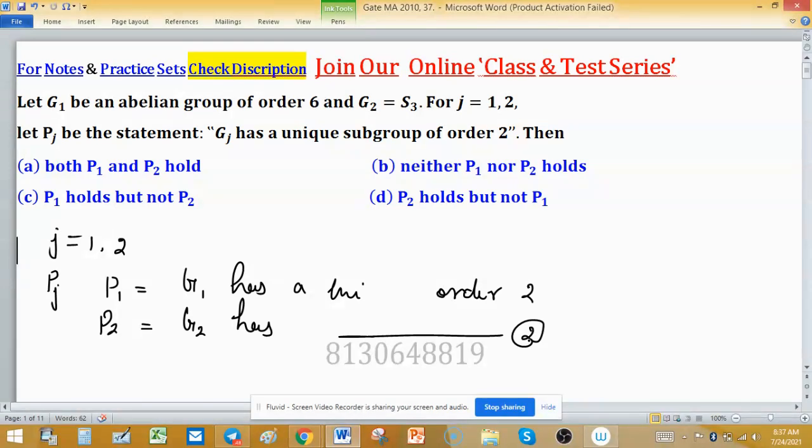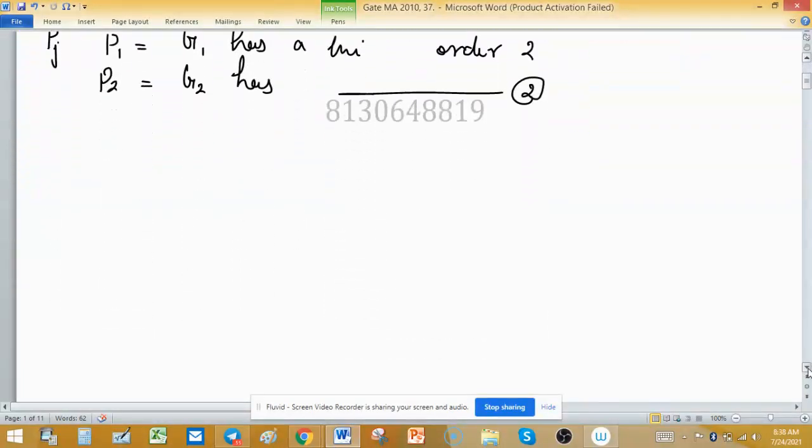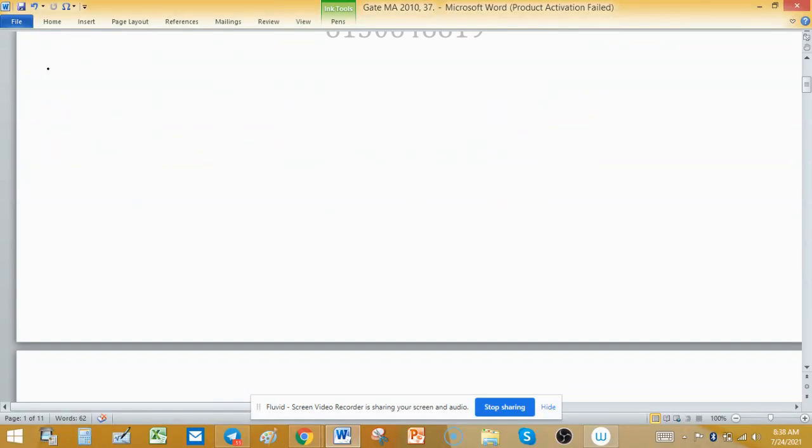So the P1 and P2 statements are about subgroups of order 2. What are the possibilities of the given options? Option A is both P1 and P2 hold, option B is neither P1 nor P2 holds, option C is P1 holds but not P2, and option D is P2 holds but not P1. So first we recall some concepts related to this problem.